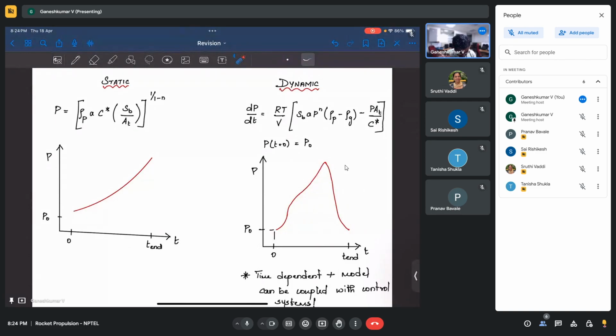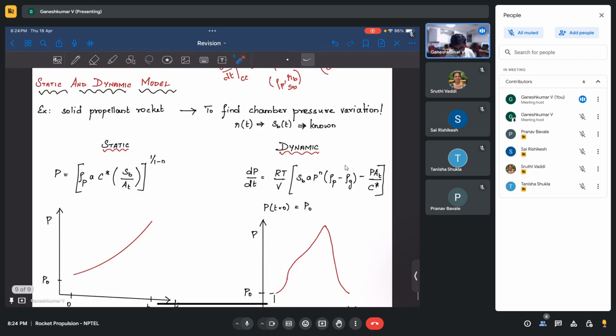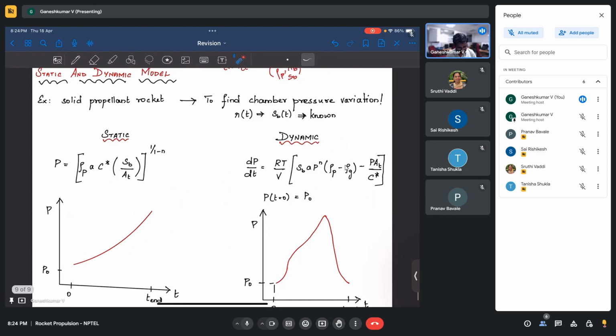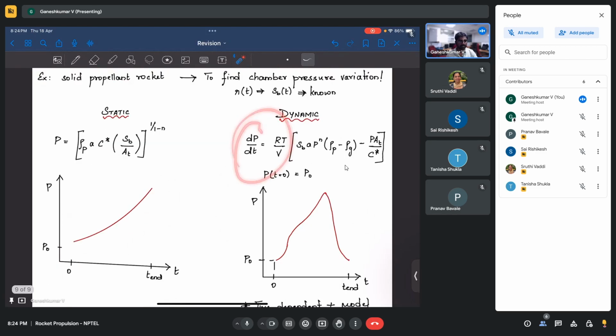Okay, and that profile will start at p naught, it goes up, and once the propellant is over it comes back to the same p naught again. P naught is nothing but p ambient, let's say. So this entire time history you will be able to get based on the dynamic model, and this dynamic model is closer to reality. The static model just gives you an idea that this could be the pressure. It doesn't know the history, what has happened before, what is going to happen. It doesn't know anything in the static model. But in the dynamic model you are actually integrating with respect to time.